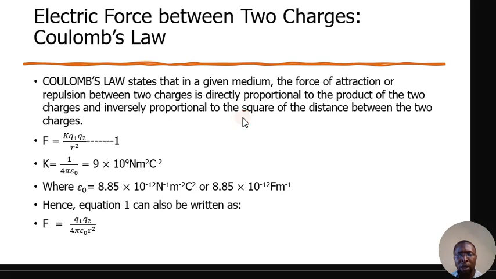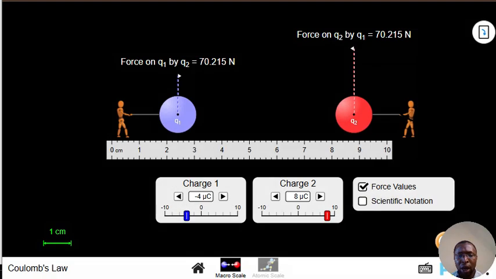Let's briefly look at this diagram here. This is one charge, Q1. This is another charge, Q2. Now, the charge Q1 has a charge value of -4 microcoulomb, while charge Q2 has a charge of 8 microcoulomb. This one shows that it is a negative charge, while this one shows that it's a positive charge.